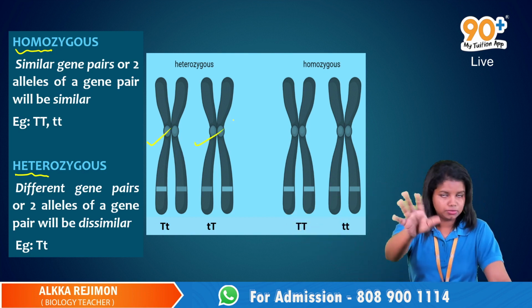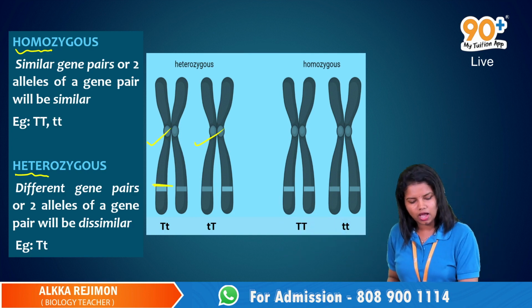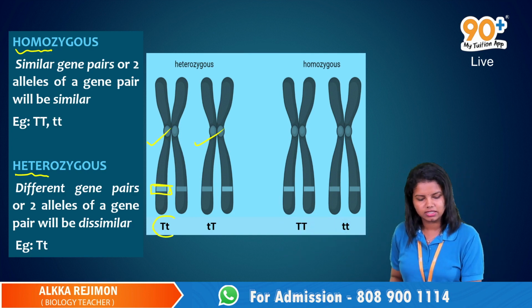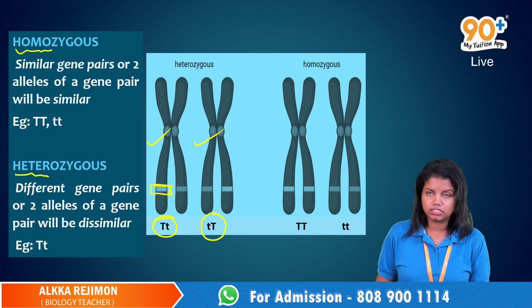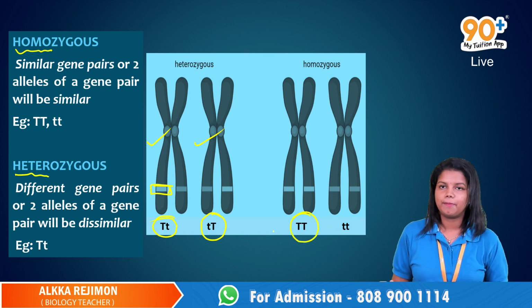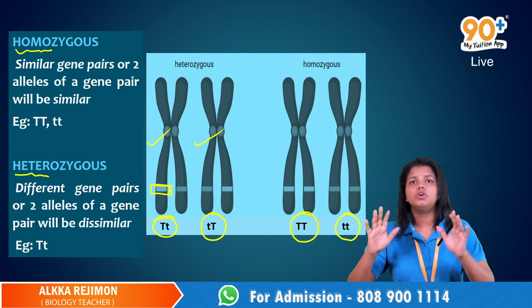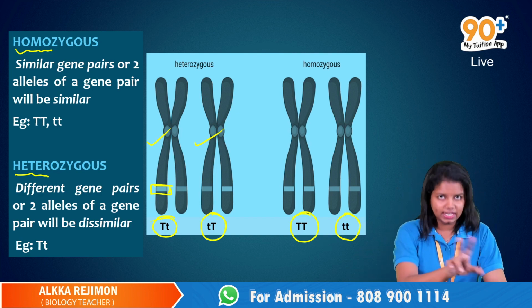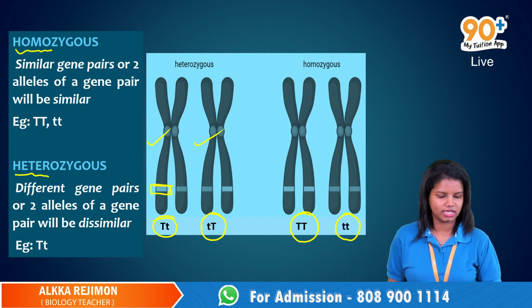There are 4 types of chromosomes here, and in the first pair of chromosomes, a portion of a gene is marked: capital T, small t, and here also you can see small t, capital T. In the third one you can see capital T, and in the fourth one you can see small t. So if the pair of alleles are similar to each other, then you call it homozygous.